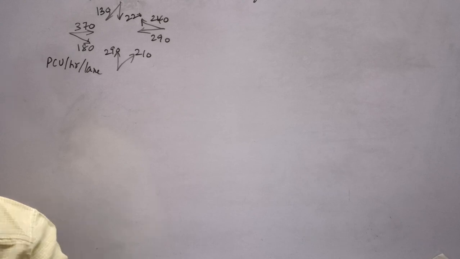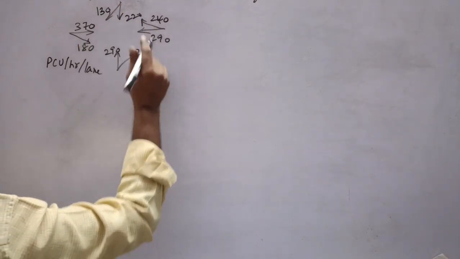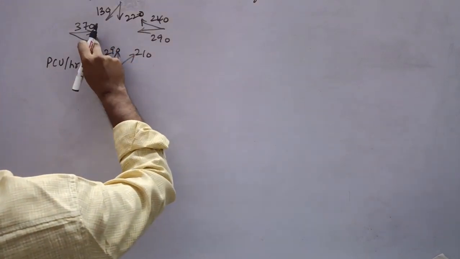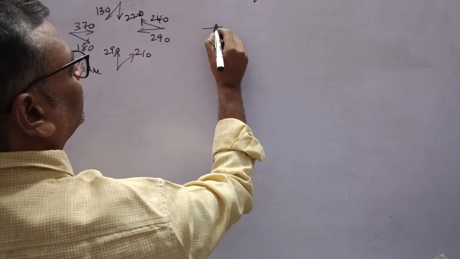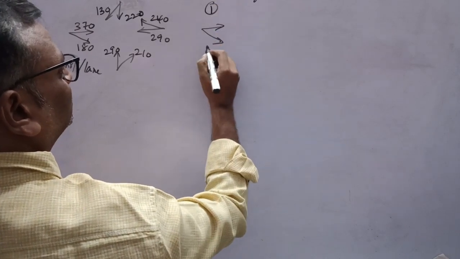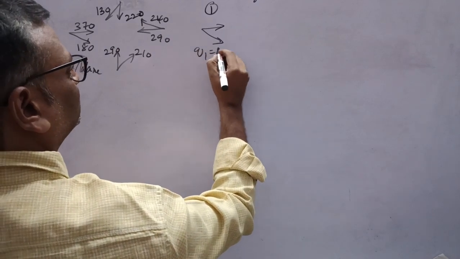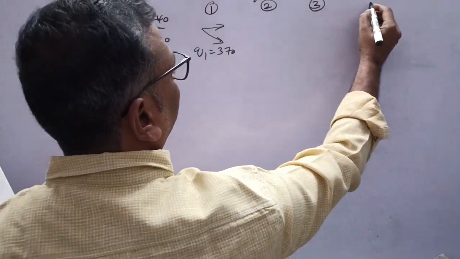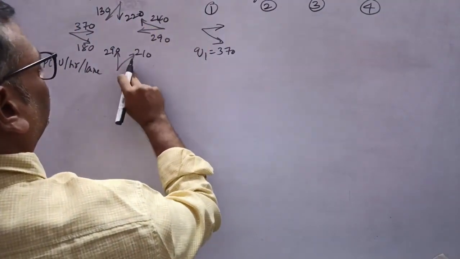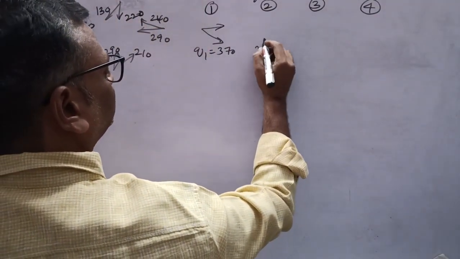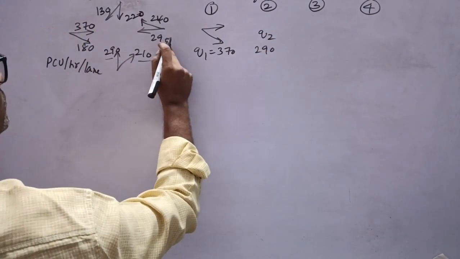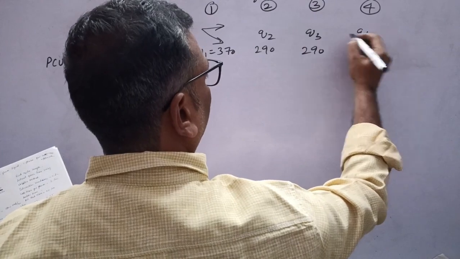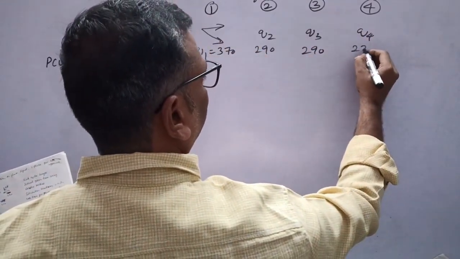What we have to do is first find critical flows. So suppose we take phase 1 as 1, 2, 3, 4. Phase 1 is this and Q1 is 370, the higher of these two. Similarly phase 2, phase 3, phase 4. Phase 2 we have 290. Similarly phase 3 also 290. Phase 4 is 220.